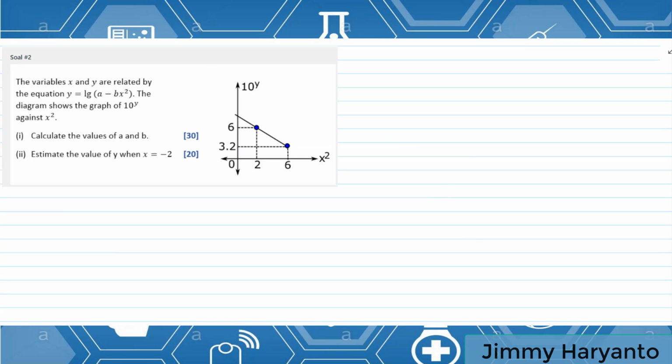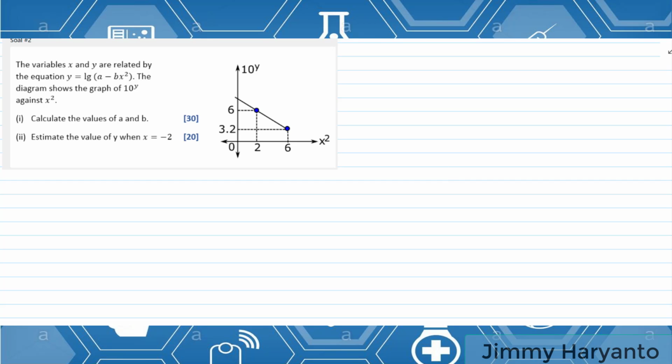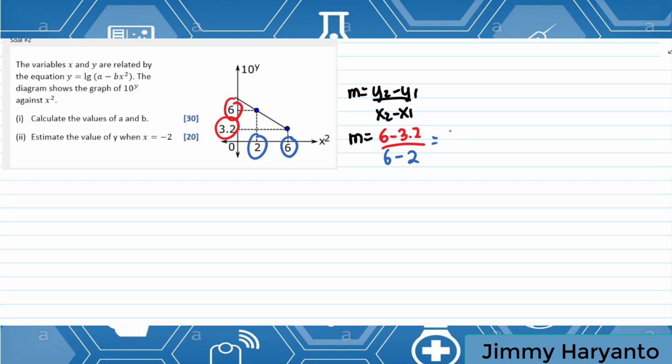Next is number 2. Number 2, the variables of x and y are related with the equation y equals lg, blah blah blah. The diagram shows. Okay, let's try to find the gradient first. The gradient is y2 minus y1 over x2 minus x1. So I will use this y2, y1. So 6 minus 3.2 over, and this x2, x1, 6 minus 2 equals 2.8 over 4, 0.7.